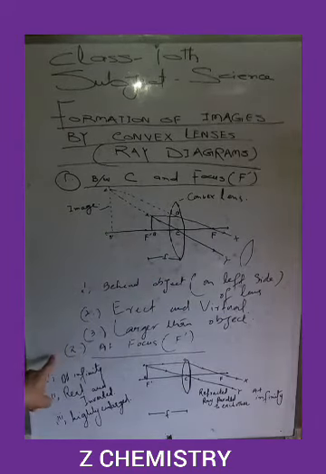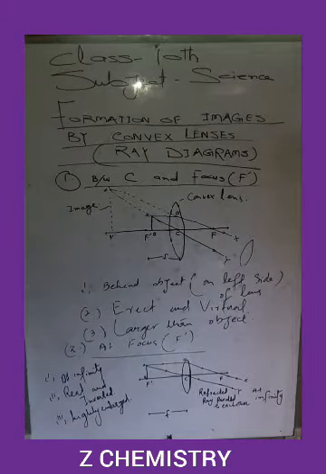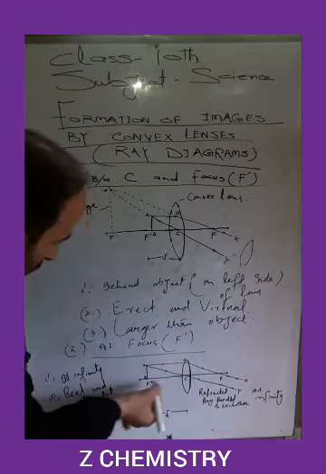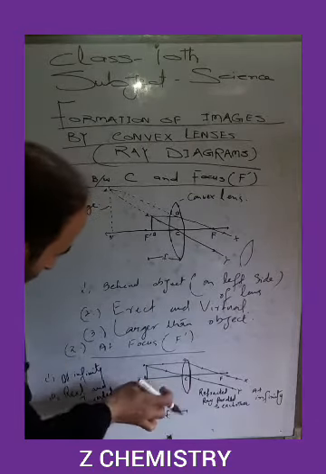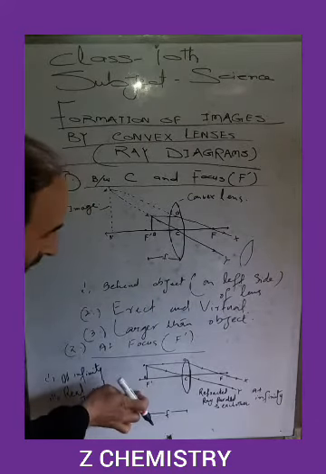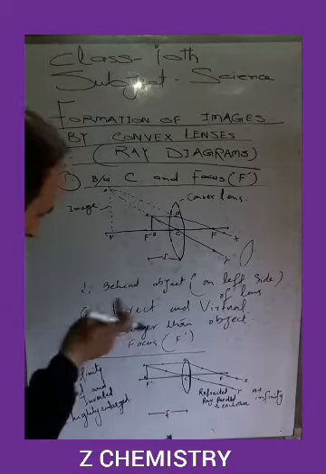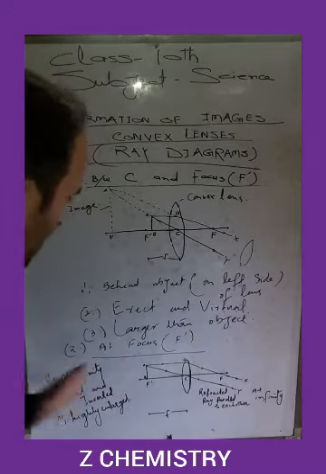Now we will fix this object at the focus. This is the focus. There are two foci, one is F dash, another is F. We will fix this object on this F dash, on this particular focus, which is present on the left side of the lens.